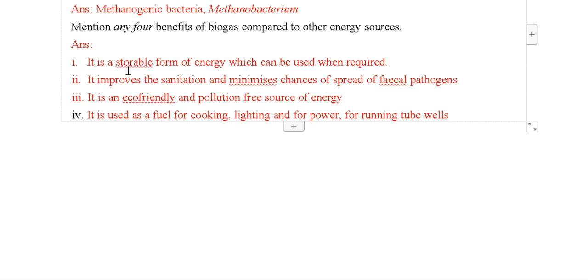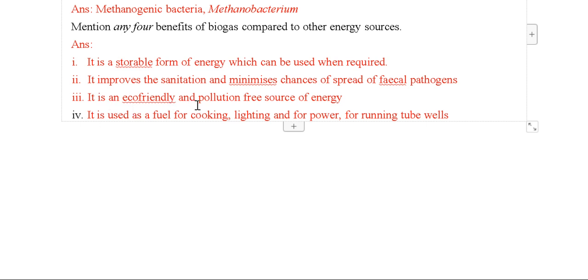So the first point is it is a storable form of energy which can be used when required. So it is stored energy, and whenever it is required, we can use it. So this is one benefit. Another benefit is that it improves sanitation and minimizes chances of spread of fecal pathogens. This way we can stop the spreading of fecal pathogens which may be harmful for the environment and for health. So that is another benefit of biogas production.